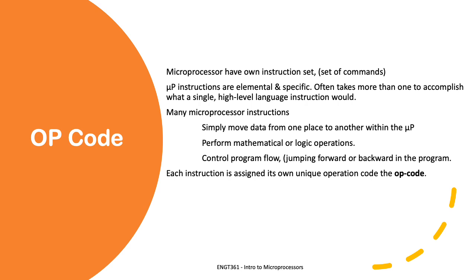Each instruction in the instruction set is assigned its own unique operation code, which is typically 8 bits long and referred to as the opcode. The CPU uses this 8-bit number to identify the instruction.